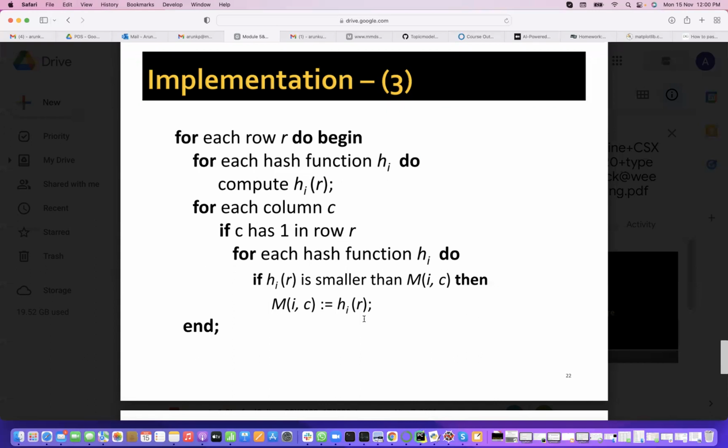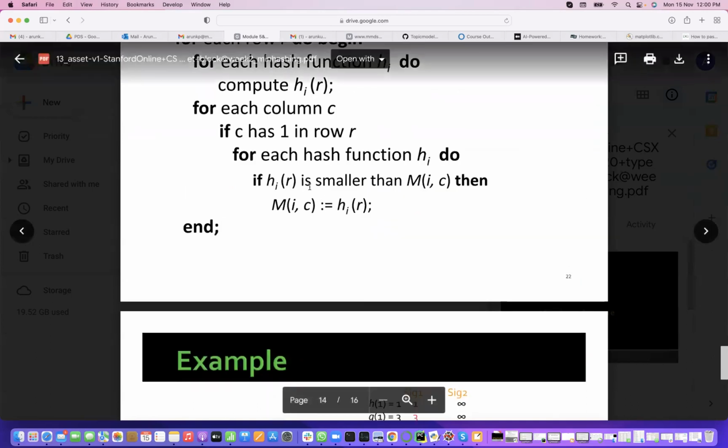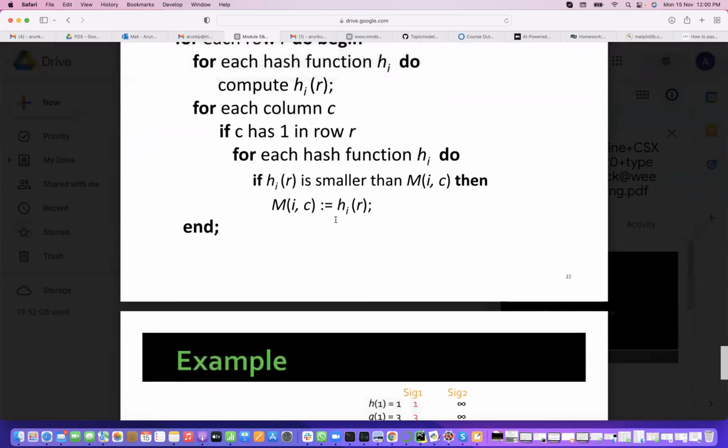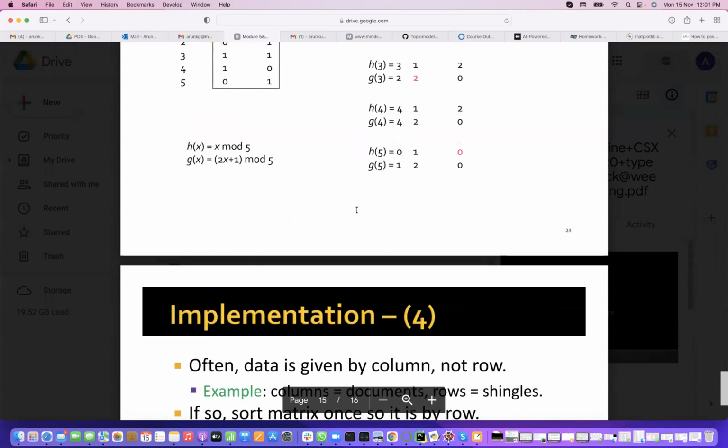We are doing the same process now. I just explained it. See, whether your permuted order has 1 and that is less than the existing signature value, then we will replace. If hi(r) is smaller than M(i,c), then M(i,c) equals hi(r). hi(r) is the permuted order number, remember. Is it clear? Yes, clear sir. That is how we are computing the min hash, because this is 3 steps: find shingles, then min hashing, then only we get the Jaccard similarity.